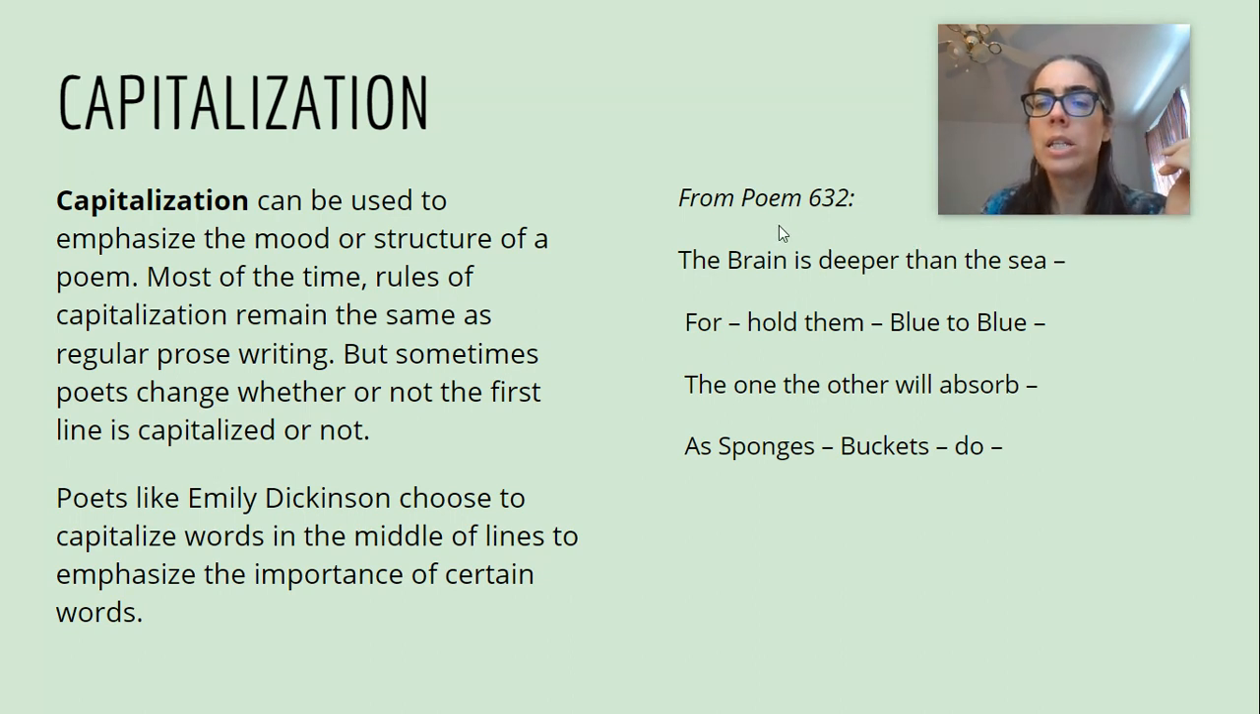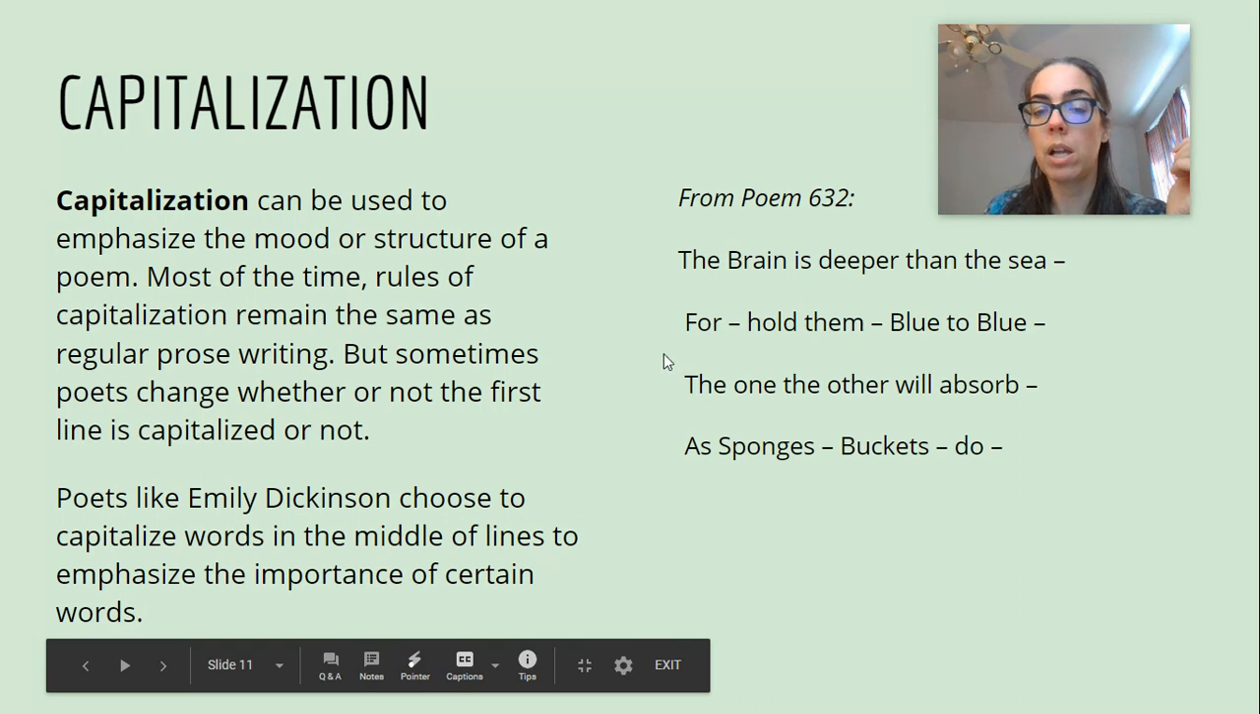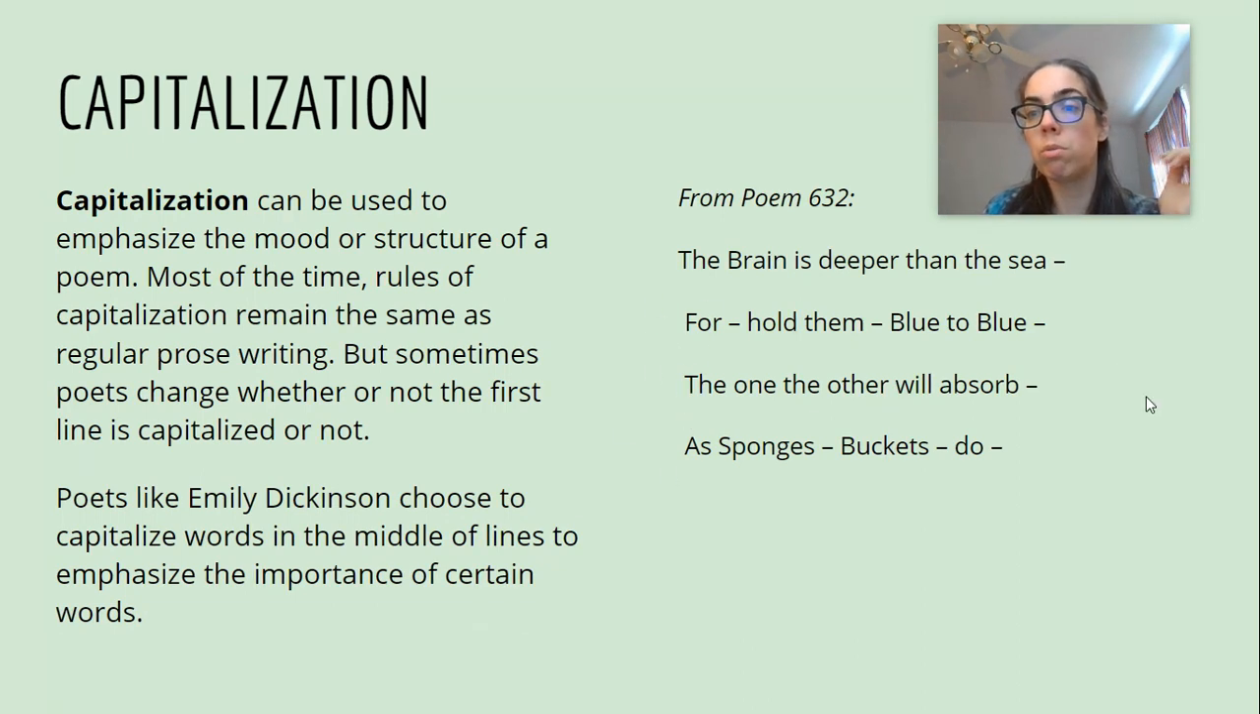So if you look at 632, you've got "Brain," "Blue," "Buckets" and "Sponges." "The Brain is deeper than the sea, for hold them, Blue to Blue, the one the other will absorb, as Sponges, Buckets do." So we have her emphasizing these specific nouns within the poem, and it's uniquely hers. It's what she does in a lot of her poems. And other people may choose to capitalize the beginning of a line, others will not. So that is also up to the author.